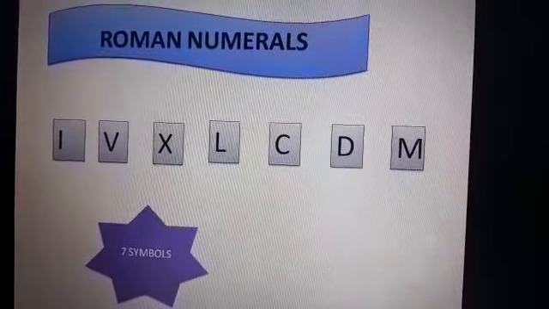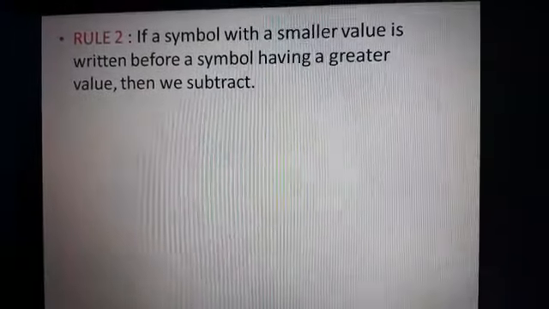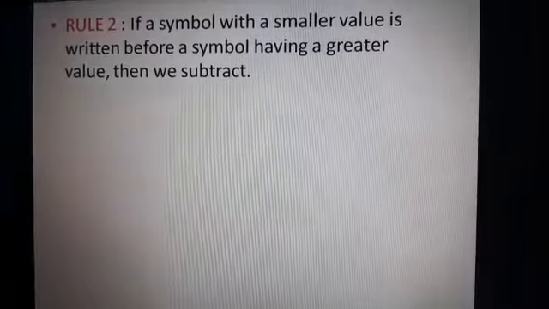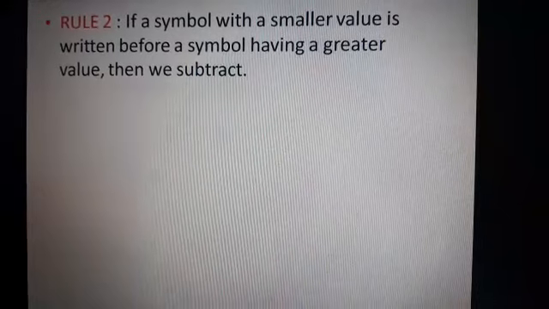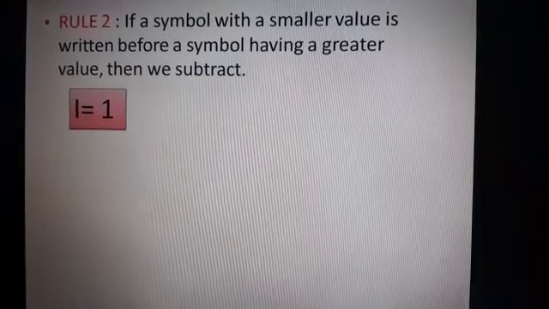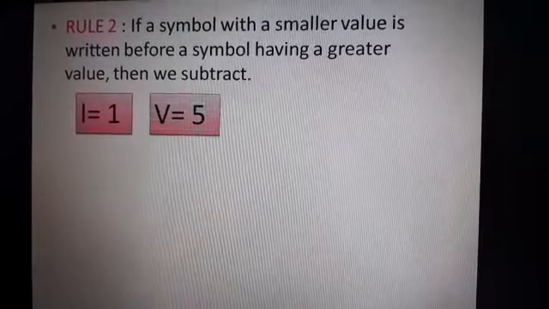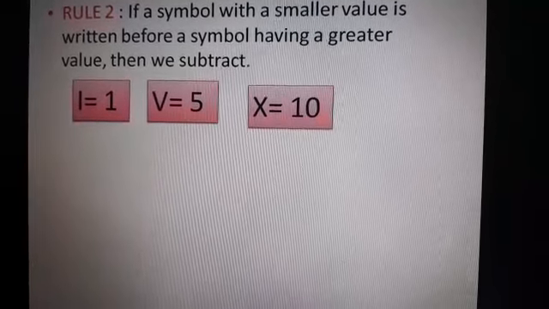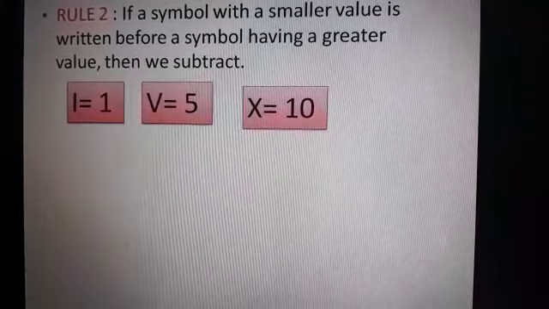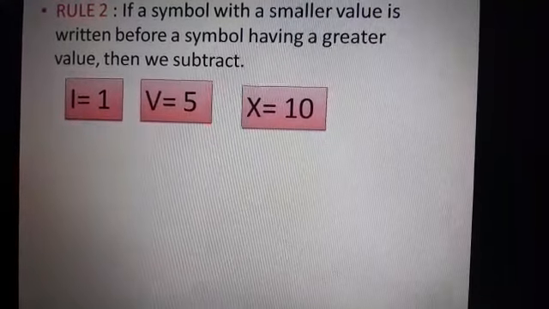As we have done with rule number 1, we'll now go to rule number 2. In rule number 2, if a symbol with a smaller value is written before a symbol having a greater value, then we subtract. So here I am taking the first 3 basic symbols. I represents number 1, V represents number 5 and X represents number 10. If I ask you which is the smallest numeral here, it's I, which represents number 1.